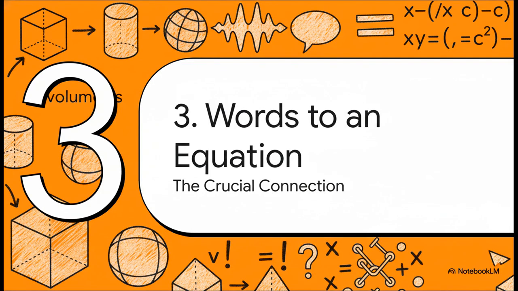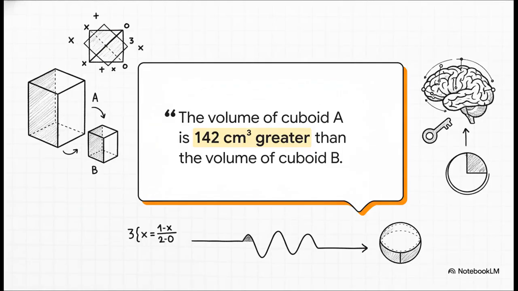All right, so we've got our two expressions for the volumes. That's great. But what do we do with them? How do they connect? Well, to figure that out, we have to go back to the original question because it gives us the final, absolutely crucial piece of the puzzle. Pay attention to this sentence right here. This is the golden ticket. It is the absolute key to the whole problem.